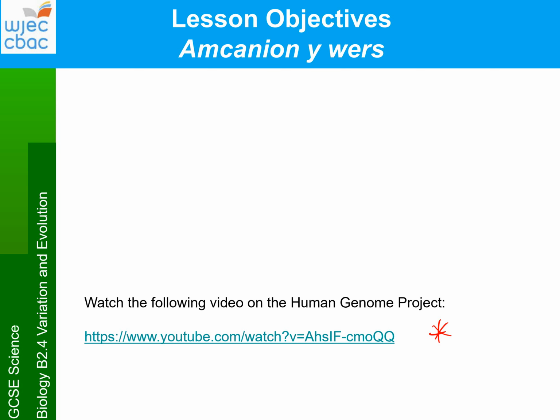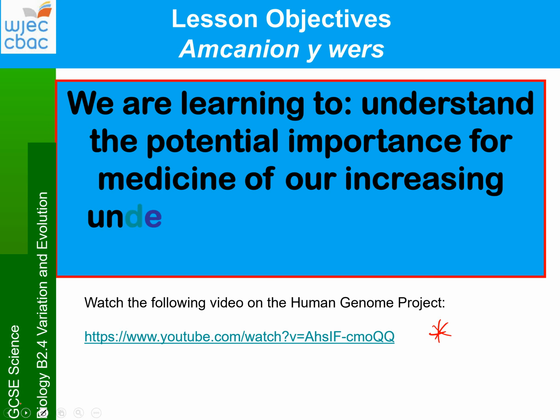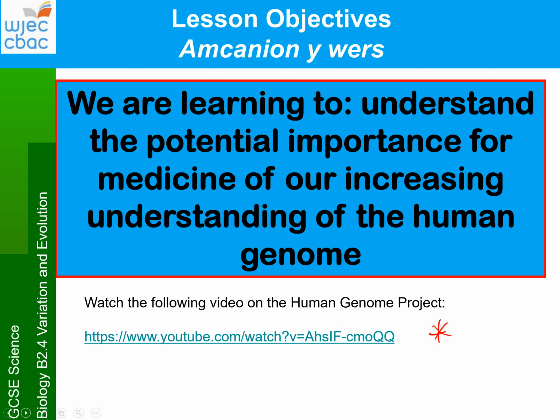So what are the ethical, legal and social implications of the Human Genome Project, and give some examples. This part of the lesson is all about understanding the potential importance for medicine of our increasing understanding of the human genome. And just to give you a little bit of insight, the human genome that was mapped was actually a combination of lots of different people's DNA.